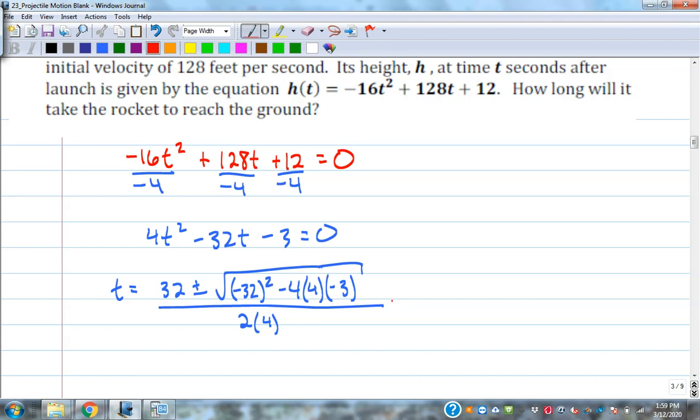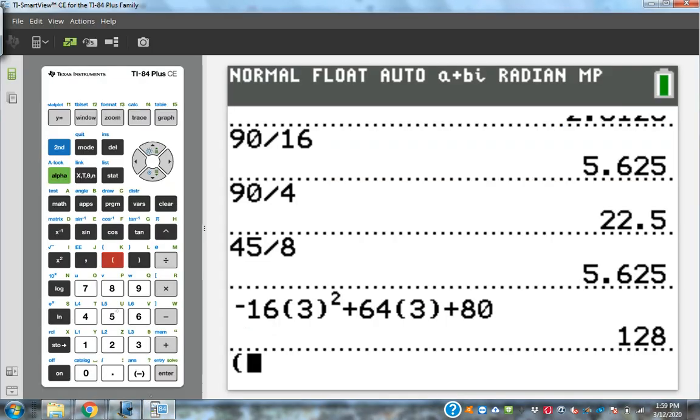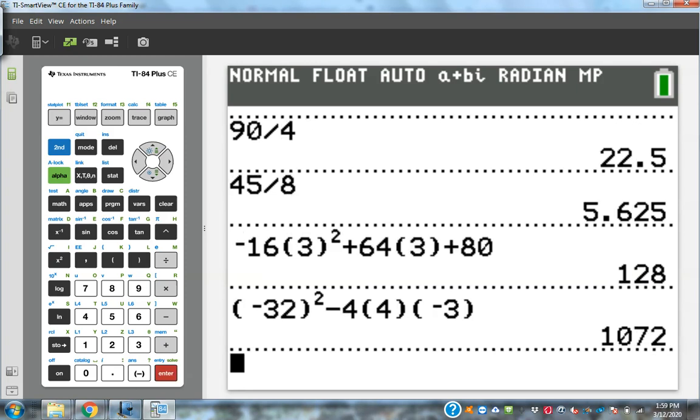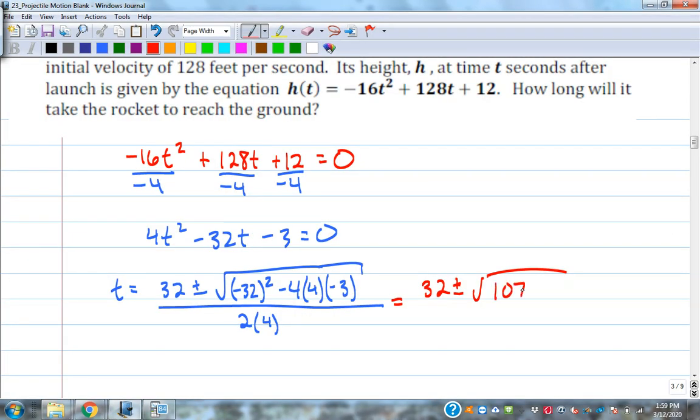And I'm just working that out. 32 plus or minus, and then I'm going to use the calculator to get that square root going there. So parentheses, -32 squared minus 4 times 4 times -3. So getting that discriminant to be 1,072.